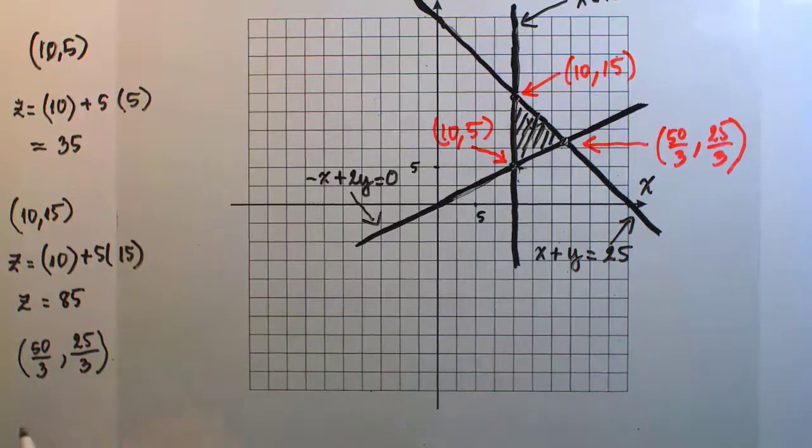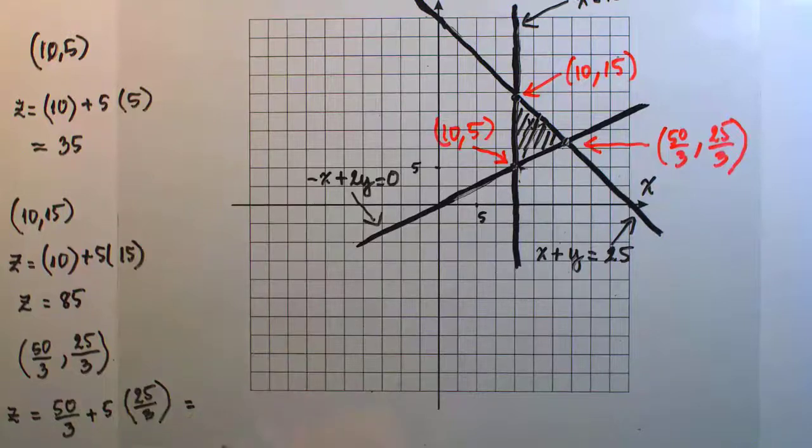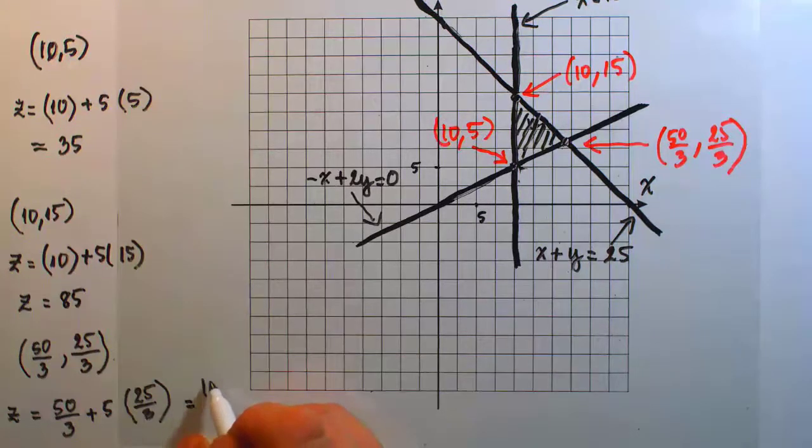And so our final z value calculation comes out, well, let's lay down the calculation first. 50 over 3 plus 5 times 25 over 3. And so now that comes out being 175 over 3.